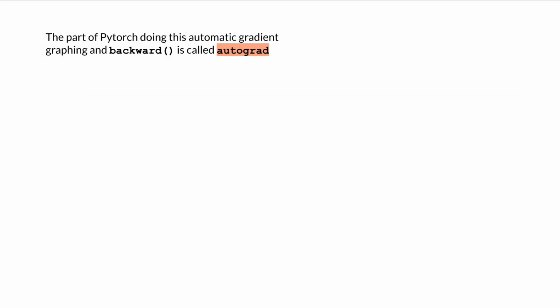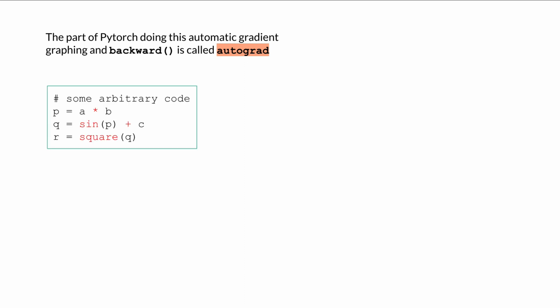So then how do we do the backward part, the autograd? To illustrate this, we're going to use a very simple, trivial function, some arbitrary code: p equals a times b, q equals sine of that multiplication, i.e. the sine of p, plus a new independent variable c, and r equals the square of q. The square here is the same as saying q to the power 2, but it's easier if we confine ourselves to a square function when we differentiate, rather than something more generic like a power function.